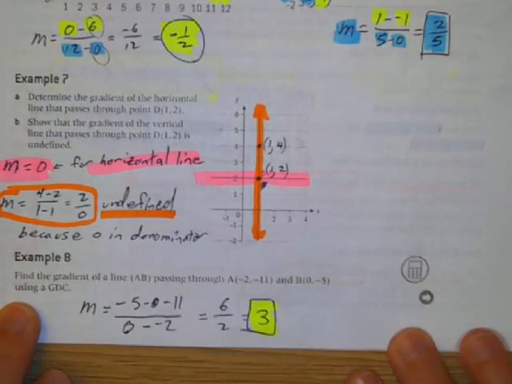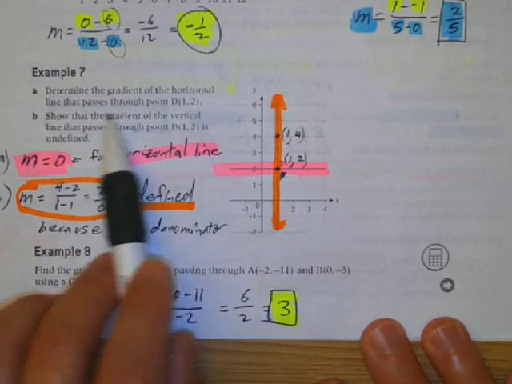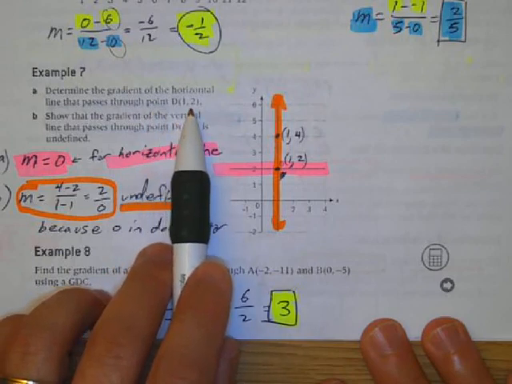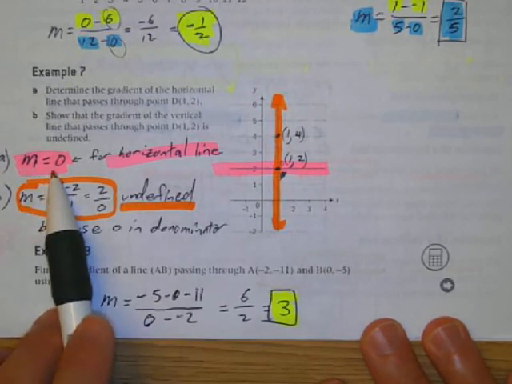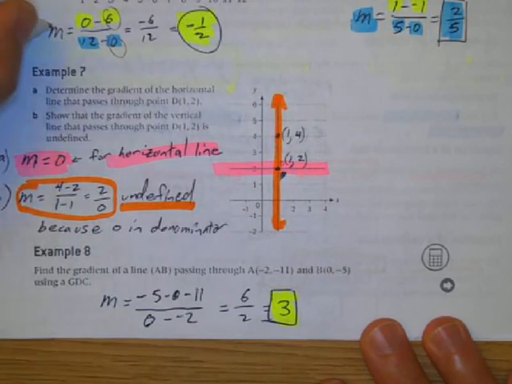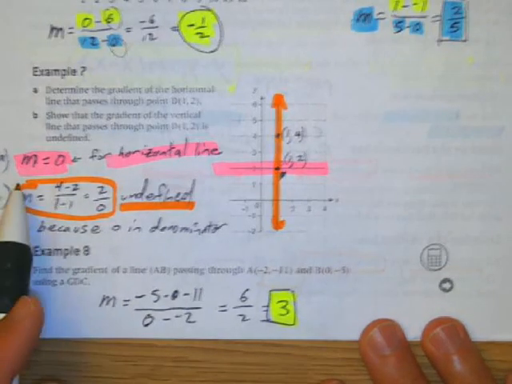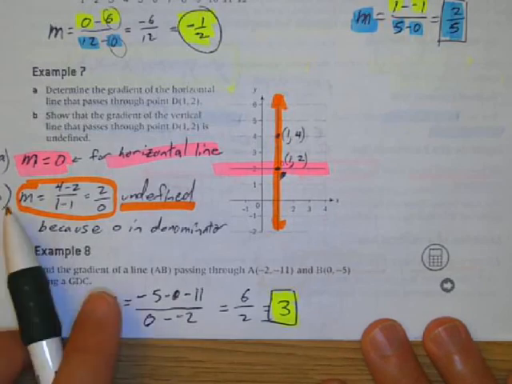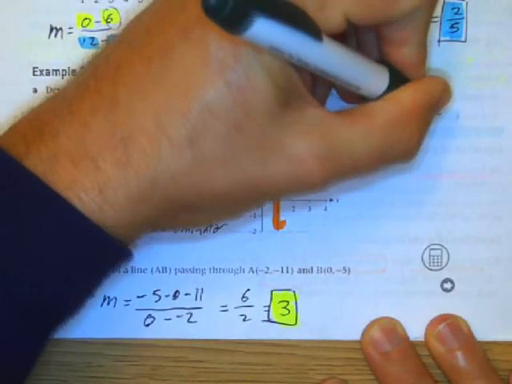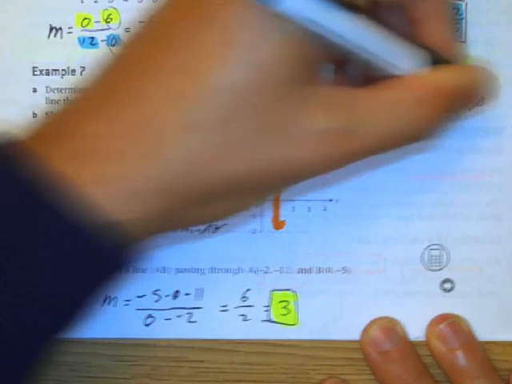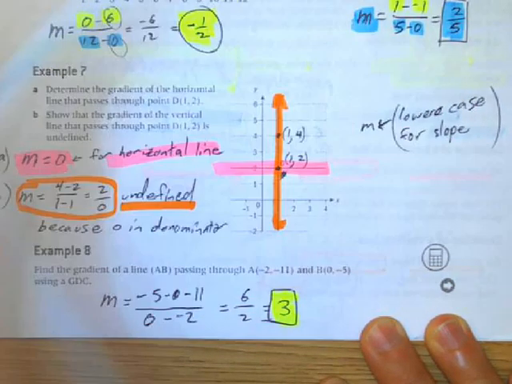Okay, now in this example, determine the slope of the horizontal line that passes through D (1, 2). So (1, 2) is right there. A horizontal line is going to have a slope of 0. So when we're dealing with slope, it's important we're going to be using a lowercase m. The reason that's important is because we're going to be using a capital M for coordinates of the midpoint. So lowercase for slope, just for reference.